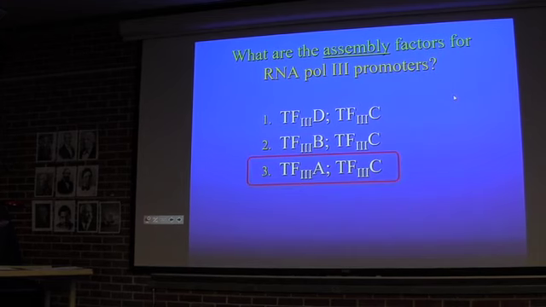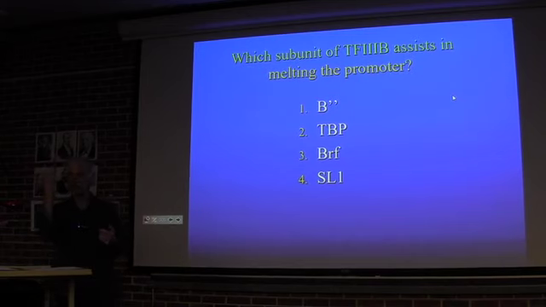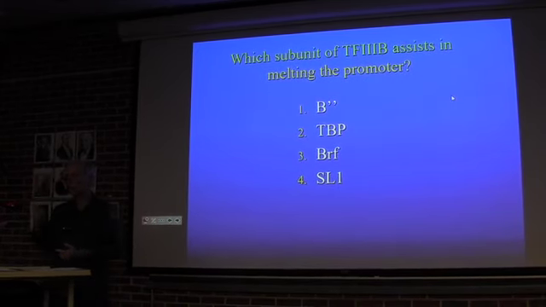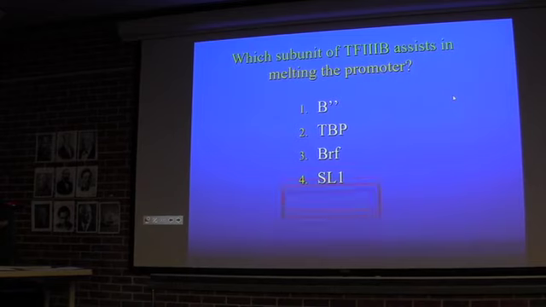Whew, man, we can continue. This is so stressful. Which of the subunits of TF3B assists in melting the promoter? Well, I'm looking for railroad tracks. I'm looking for double strands. I'm looking for that double quotation mark. B double prime. That assists in melting.